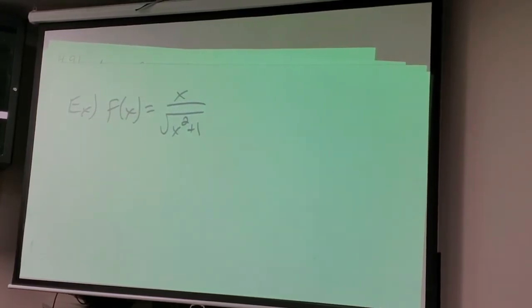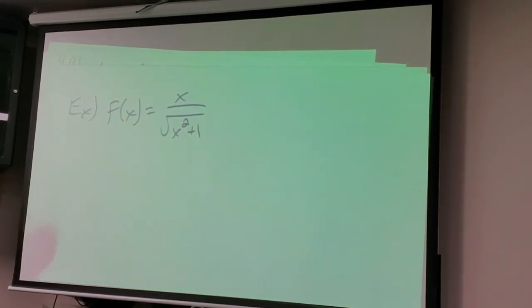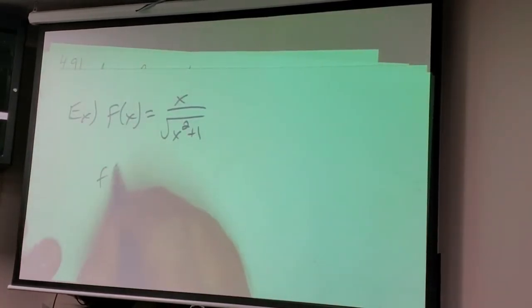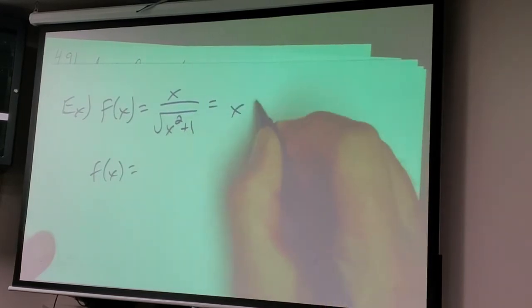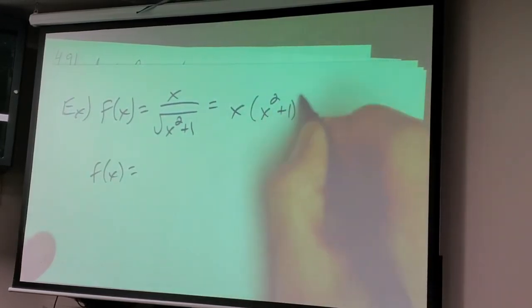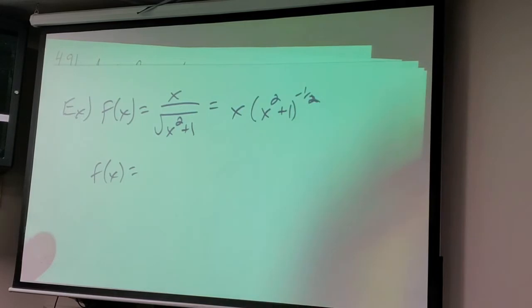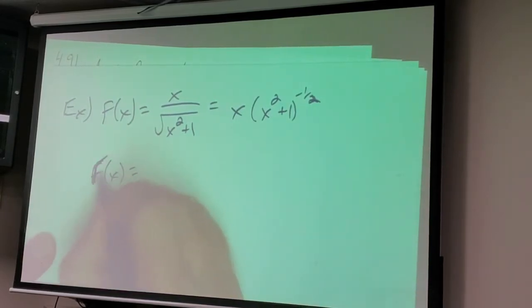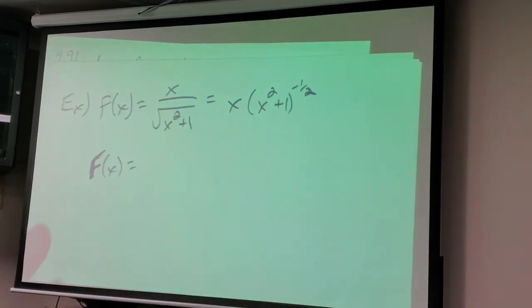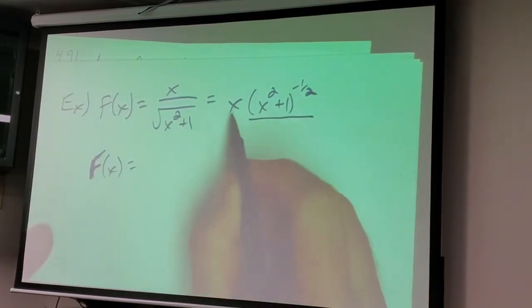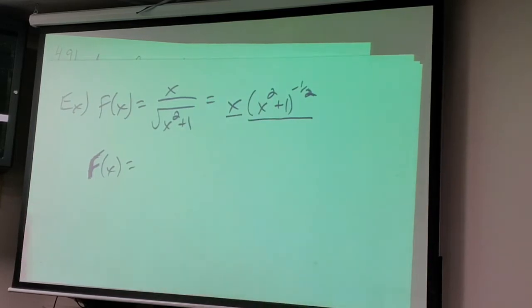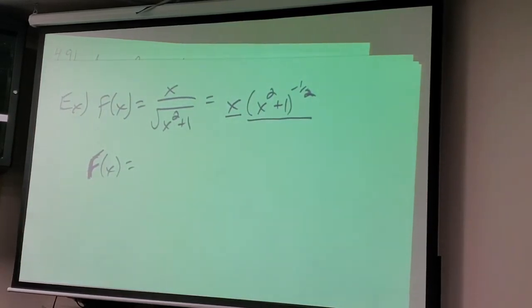All right, this is more complicated, yes? But let's try to attack it like we did the last radical one. How can I rewrite this? Yeah, let me give myself some more room. x times x squared plus 1 to the negative 1/2. So let's look at this piece. Does anyone see why you should not be concerned that that's an x and not just a number? See if you guys can get it.